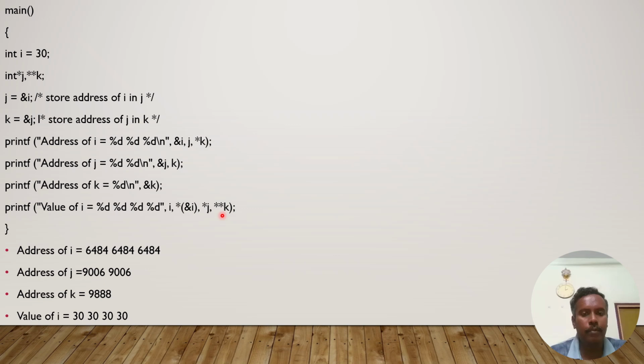Star k means it takes the value out of k. Double star k means, see here, 30 comes. k has two levels of addresses. It goes through pointer to pointer to address: k points to j points to i. So it goes to i's value.